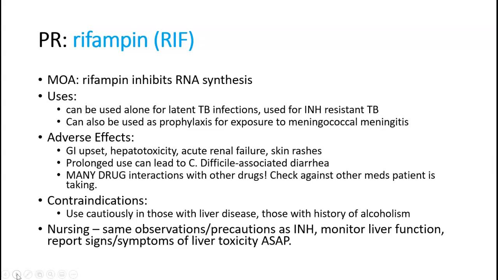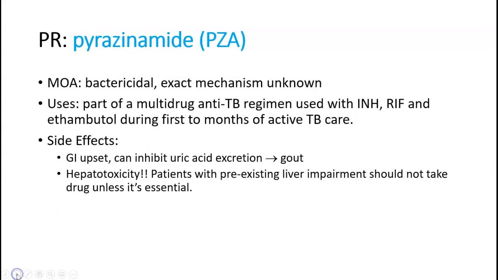And then use cautiously in people with liver disease and those with a history of alcoholism. Even if they're not drinking now, this drug can be really hard on their liver. So same observations and precautions as INH. Monitor liver function, report signs and symptoms of liver toxicity ASAP. And we just talked about all those GI signs of liver problems. So the elevated labs, elevated bilirubin, jaundice, pain, those kinds of things.